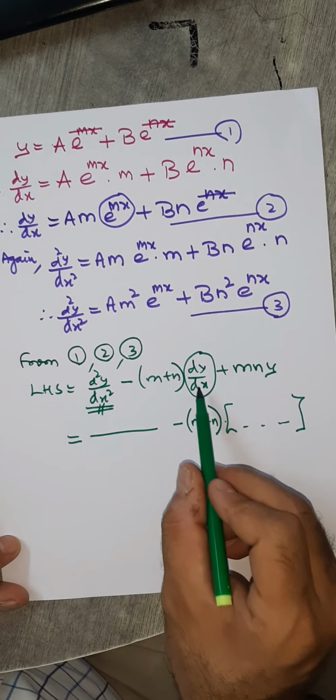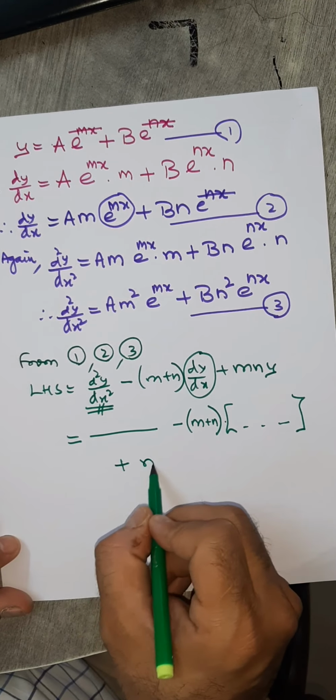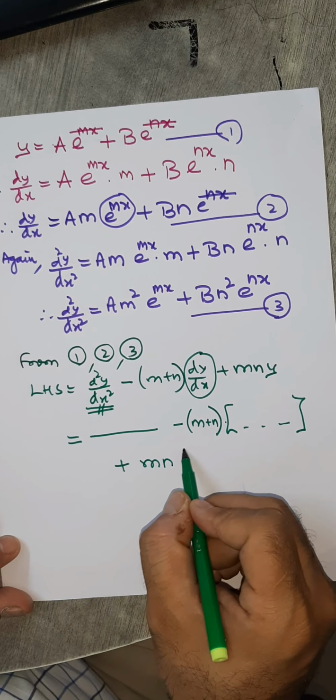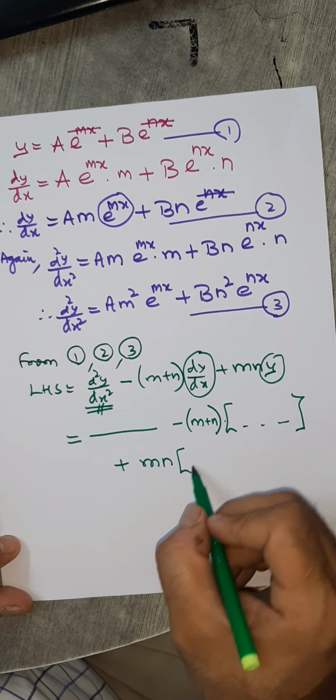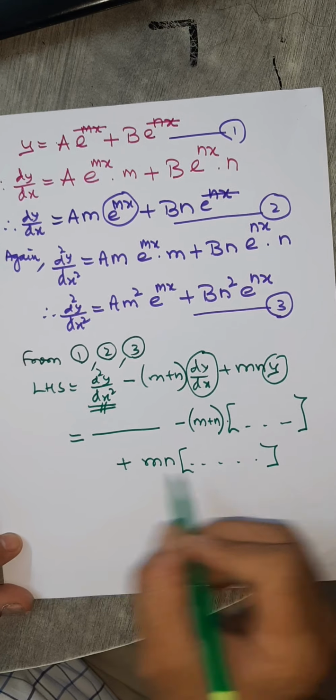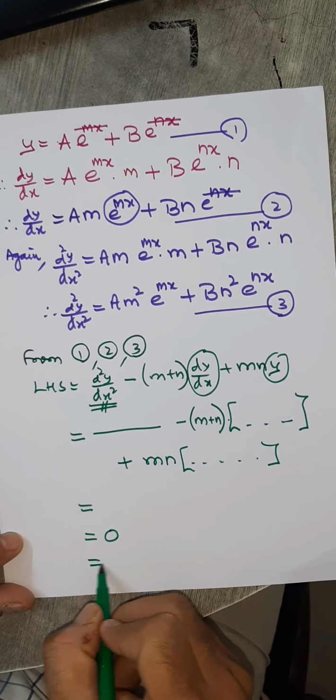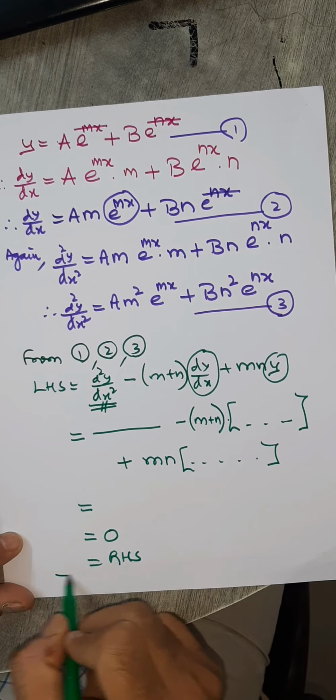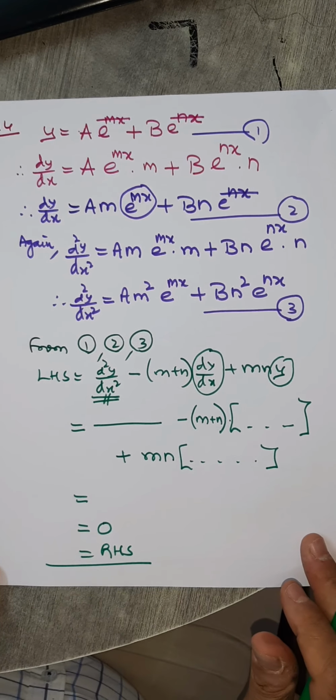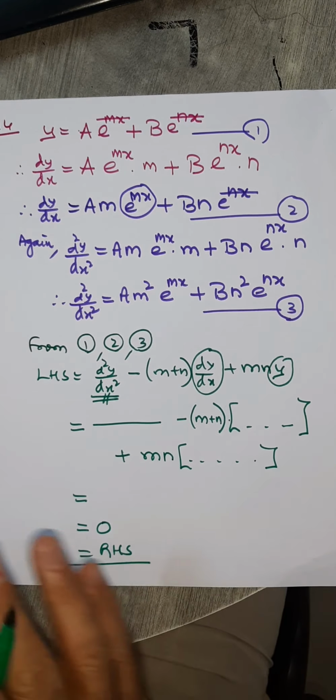From 2 you put the value of dy by dx, plus mn as it is. Inside the bracket you put the value of y. And you simplify, you will see that everything cancels internally, which is 0, and this is RHS. This is also a standard way of doing this.